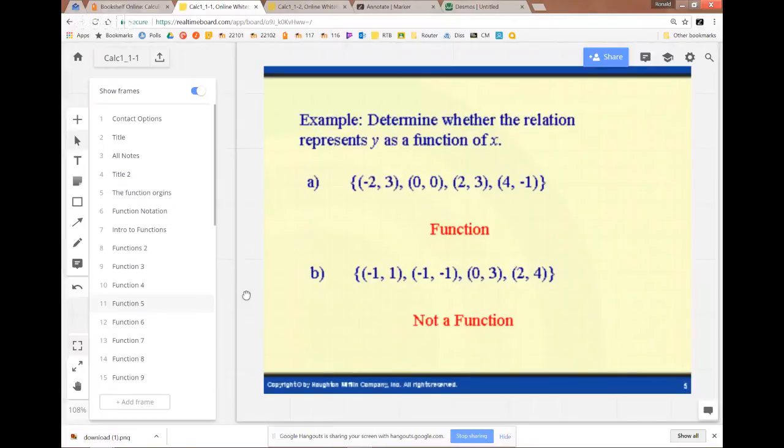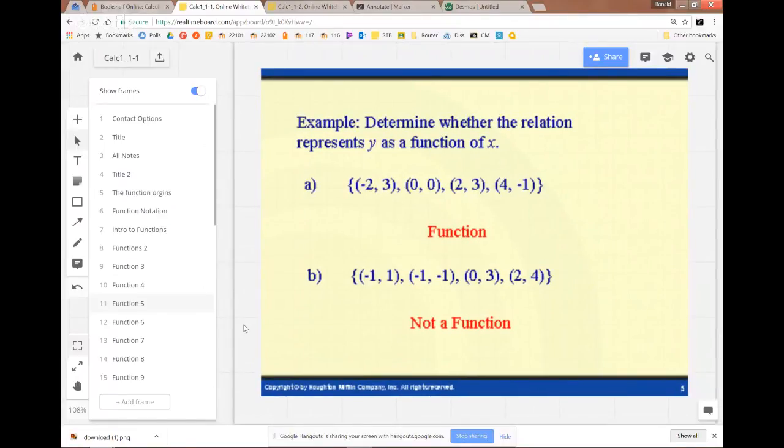One way you need to be able to recognize this is when given a set of ordered pairs, is it a function or not? In part A, what makes this a function is we never even have the same x. For -2, there are no other x values of -2. So anything goes, it's fine. There's no problem. That's a function. When we get to part B, we have -1, and we have two different answers for -1, which makes it not a function.